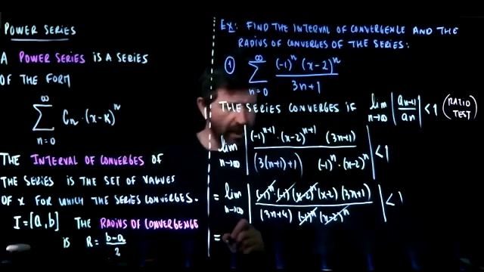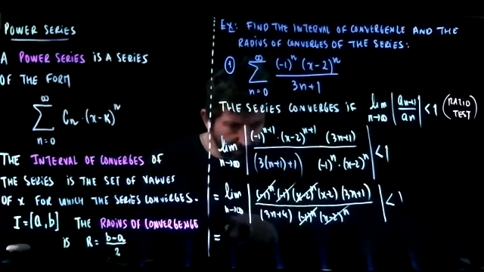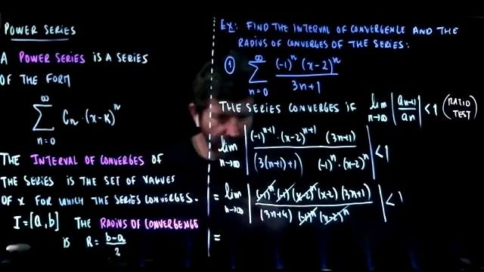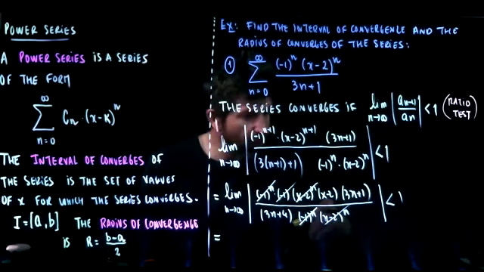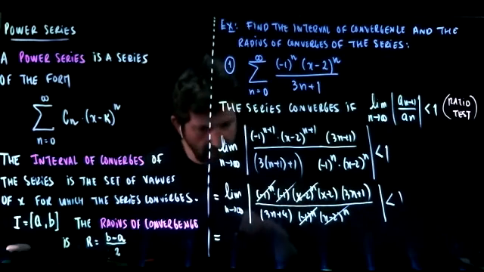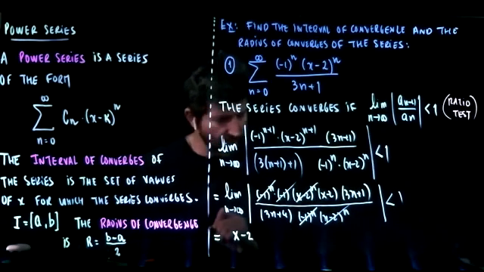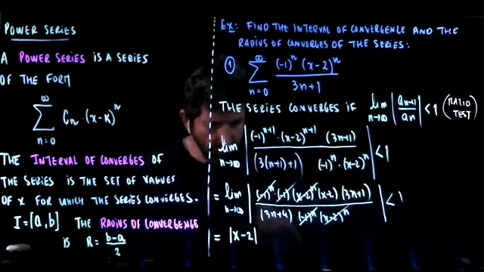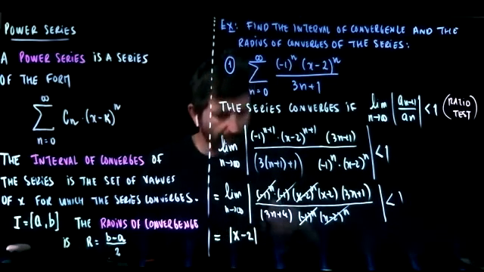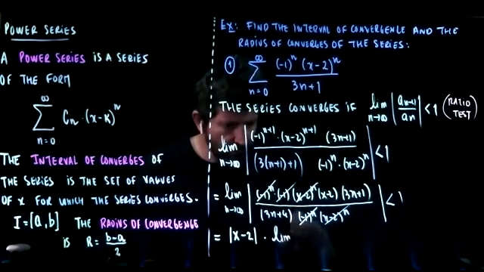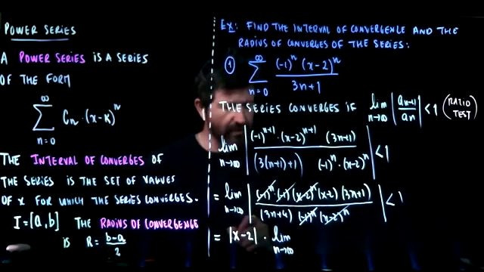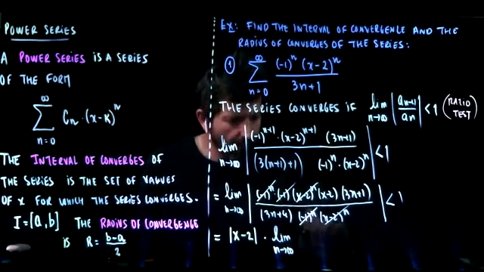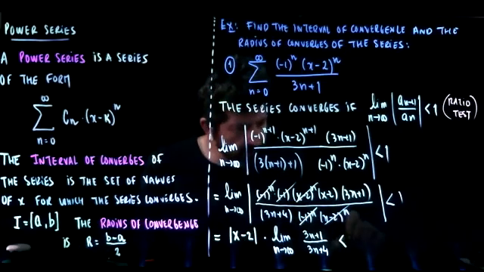Equals. And now what does not depend on n, I could pull out of the limit, which in this case is x minus 2, right? The x minus 2 does not depend on n, so I could take it outside of the limit. So x minus 2 is outside, okay? But of course it comes with an absolute value, still an absolute value, times the limit as n approaches infinity of what's left, 3n plus 1 over 3n plus 4. And this has to be less than 1.